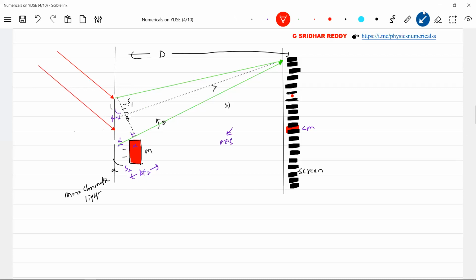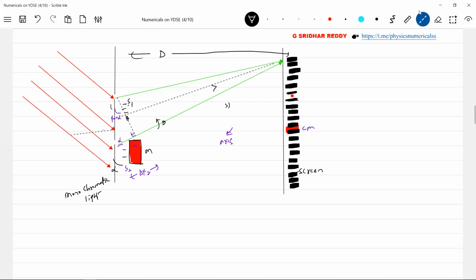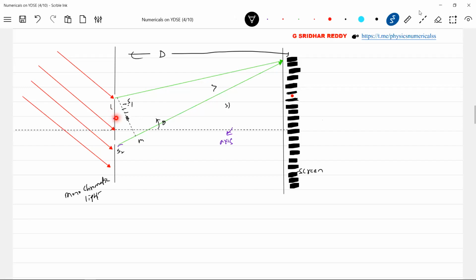Row reverse. Okay, now there's a parallel beam of light. This axis. We don't know where the central maxima will be. Let me take this one out, and this slab also will not be there in the picture. Oh, so many things I have to change.